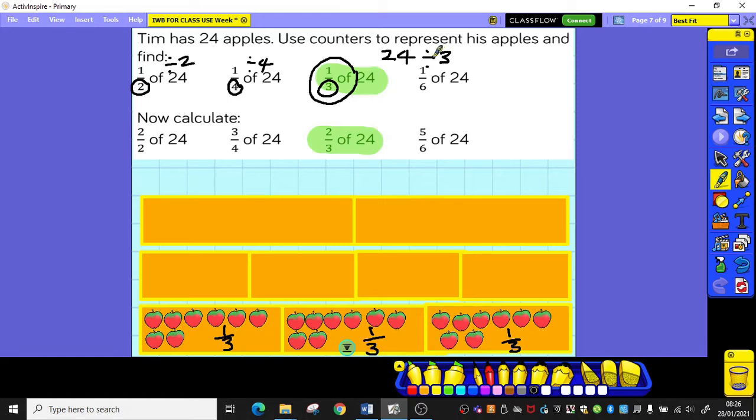Okay, thirds, finding 3 parts. 24 divided by 3. How many 3's go into 24? The answer is 8. And that's what we found down here, wasn't it? 8 apples. So 1/3 of 24, the answer is 8. If I was now finding 2/3 of 24, there's 1/3, which is 8. There's 2/3, it's another 8. So my answer is going to be 16.